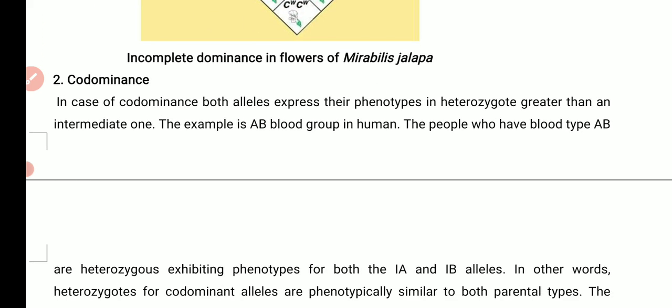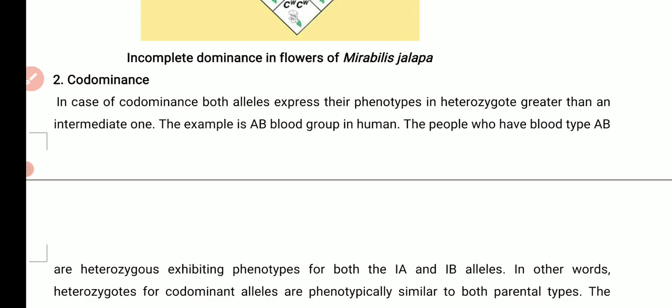Then co-dominance. In the case of co-dominance, both of them are equally strong. They equally express the phenotype in the heterozygote. For example, in the blood group of man, you have blood group A and B. These are dominant if A and O is present as alleles, the blood group will be A. Similarly with B, if it's B and O, it will show as B.